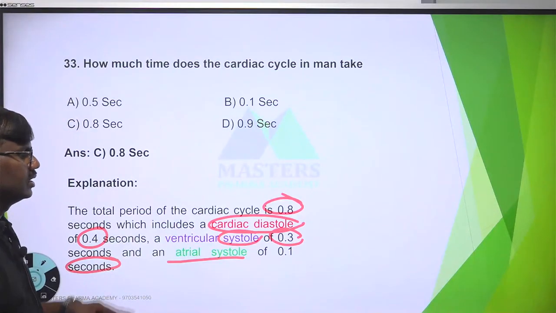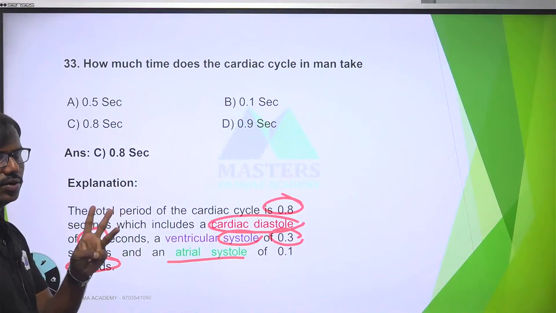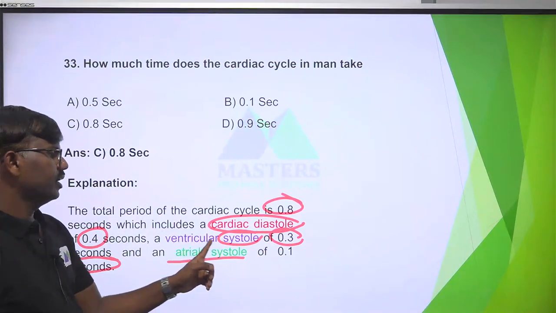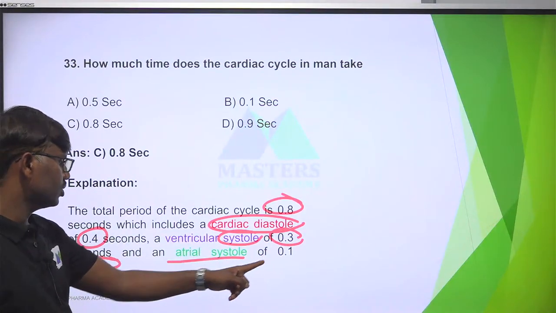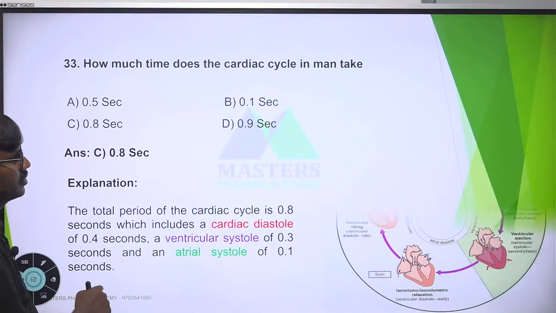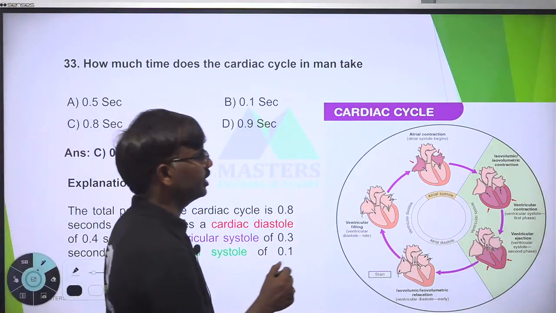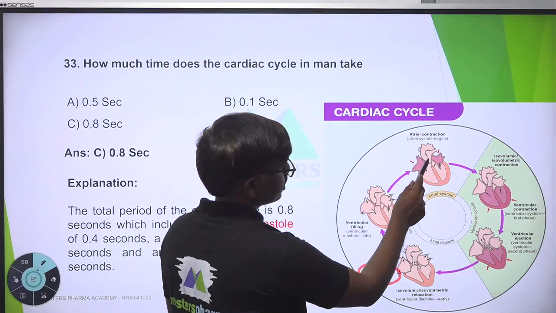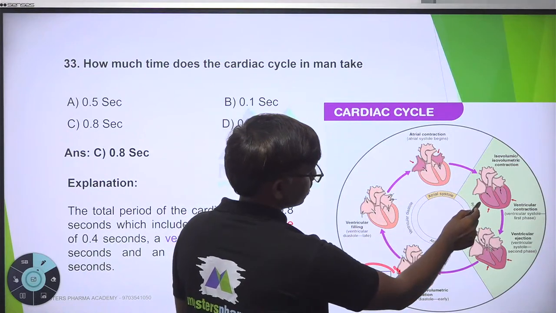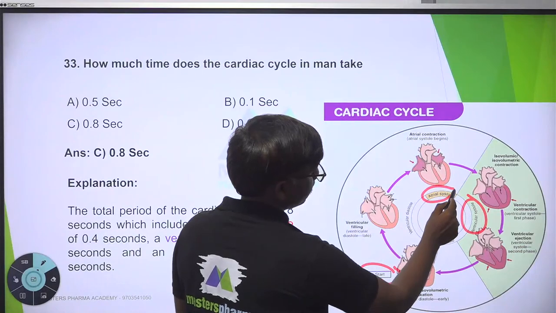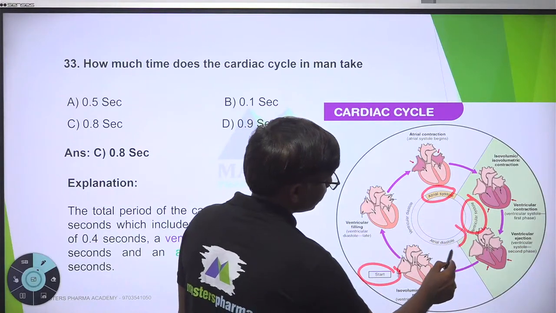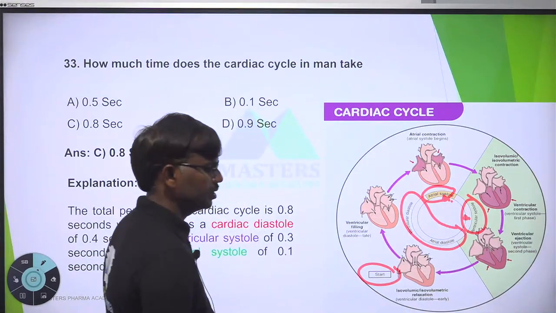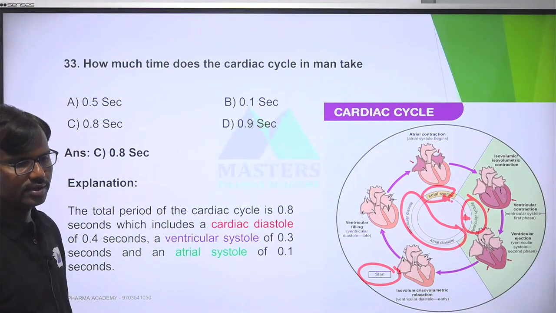So you have three stages in the cardiac cycle. First, cardiac diastole 0.4 seconds, ventricular systole 0.3 seconds, atrial systole 0.1 second. Important, so this is how the cardiac cycle will be. From here it starts, ventricular filling happens, then atrial contraction, then ventricular systole starts. Atrial systole is very short. Diastole is long: 0.4 seconds, 0.3 seconds, 0.1 seconds. Remember it this way, this is very, very important, right?